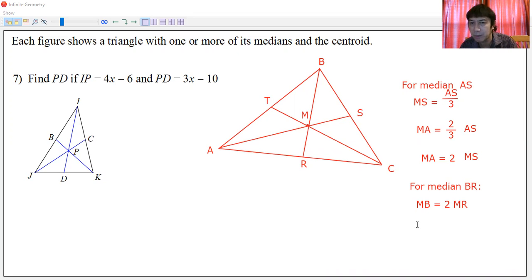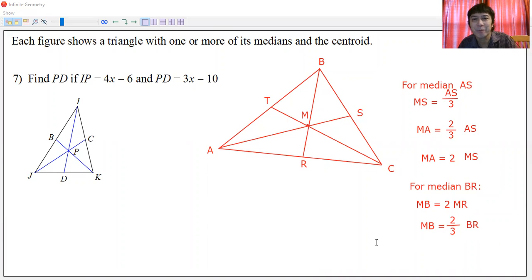We can also say MB, the longer, is 2/3 of BR. MB is the longer of the two, and that is 2/3 of the total median BR.